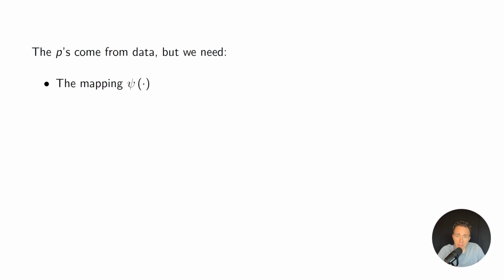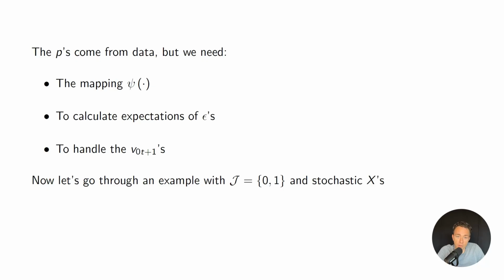So first we need the formula for the mapping. For the type 1 extreme value case, we showed that that was just the differenced log probabilities for the two options in question. We also need to calculate the expectation of those epsilons in the Emax term. And then we also need to figure out how to unravel the recursive structure of our problem. If we can handle all of those, then we'll be able to quite simply implement this approach.